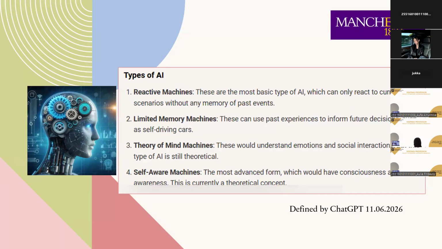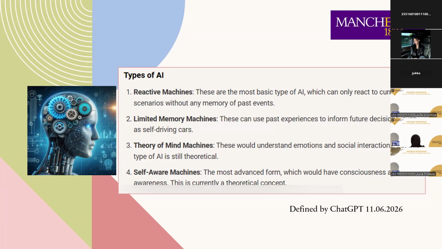We got reactive machines, and these are the most basic type of AI, which can only react to current scenarios without any memory of past events. So these are reactive machines, something really happening at the time and at the place. Limited memory machines. These can use past experiences to inform future decisions, such as self-driving cars. But as we all are very much aware, self-driving cars or buses have been so far only a great promise, which have to show that they really work. And this is not yet the case.